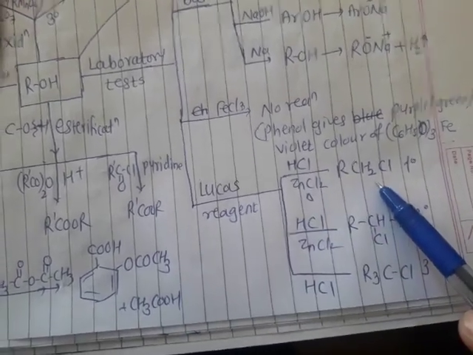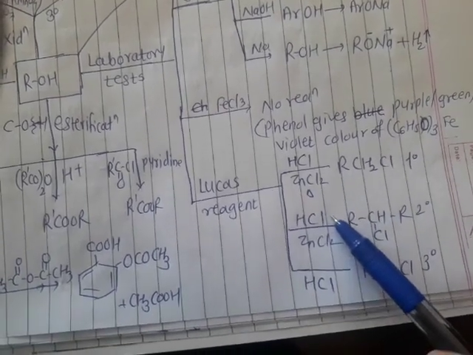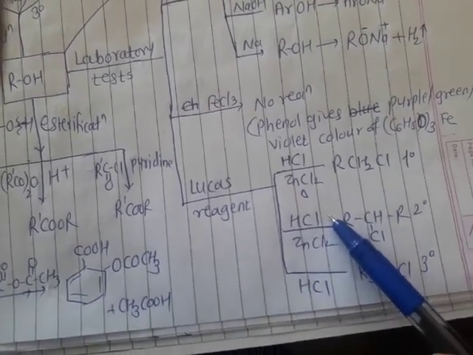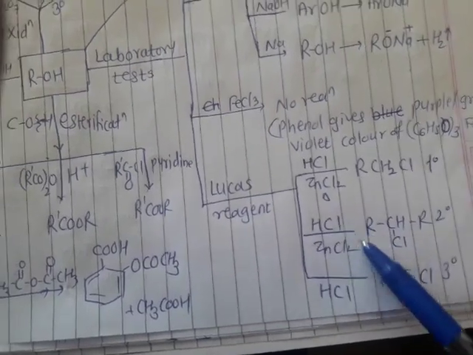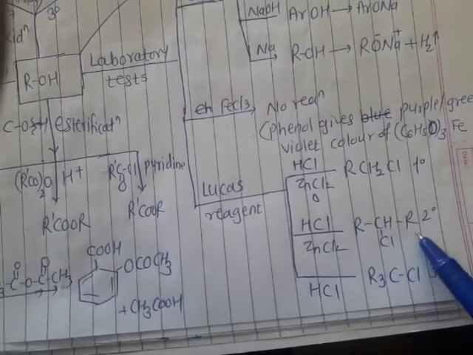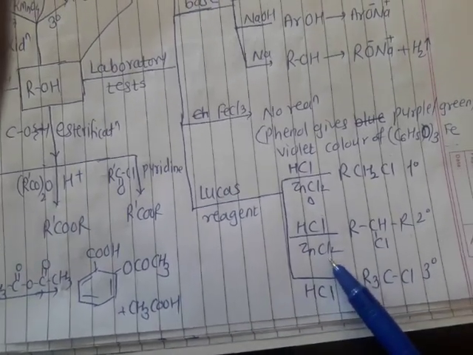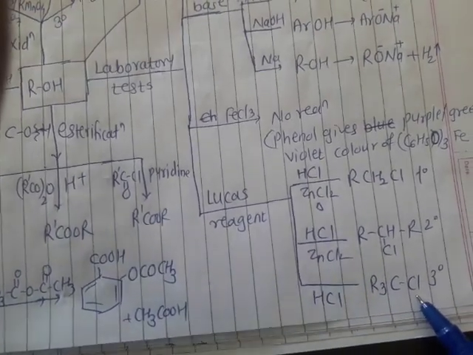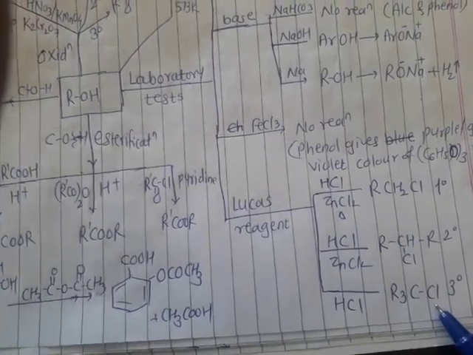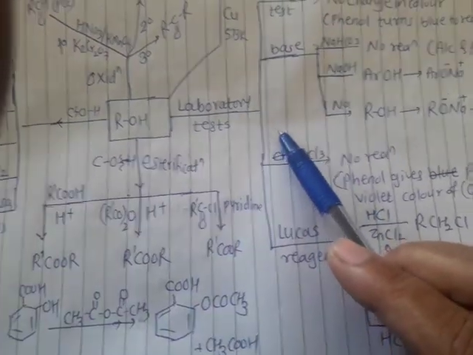get primary alkyl chloride. If it is secondary alcohol, then HCl and zinc chloride are used, but heat is not required for secondary alcohol. And if it is tertiary alcohol, zinc chloride is also not required. Directly we get tertiary alkyl chloride. So these are the first laboratory tests.